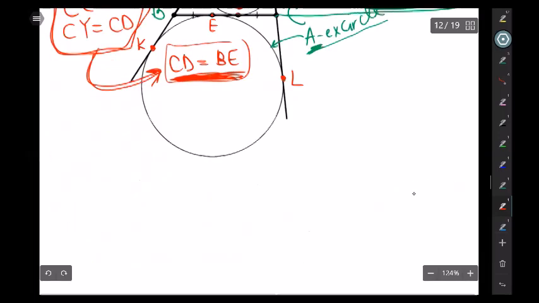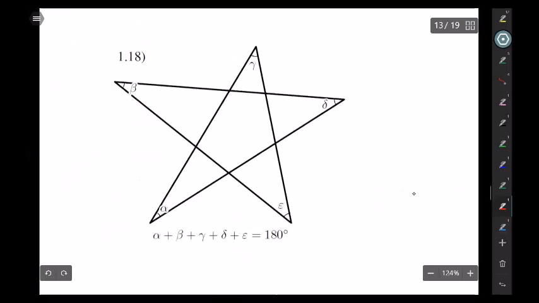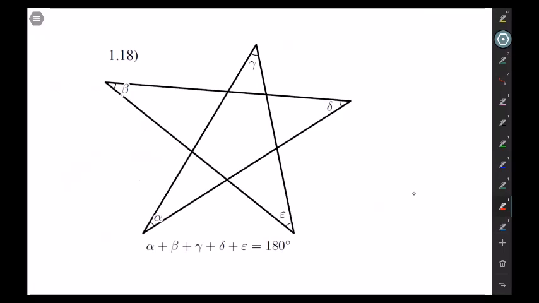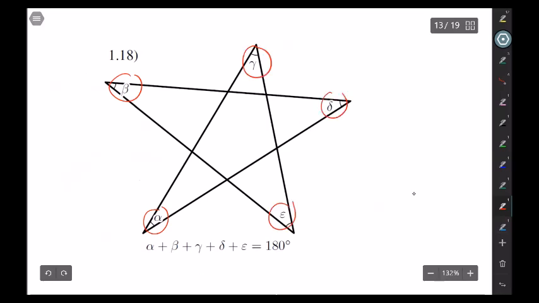All right, good. So next question. This is just a fun question. I've never seen this thing in practice being used. So I'll just leave it on the screen for a few seconds. The claim is that on this star shape, alpha plus beta plus epsilon plus delta plus gamma add up to 180 degrees. In fact, the proof is very simple.